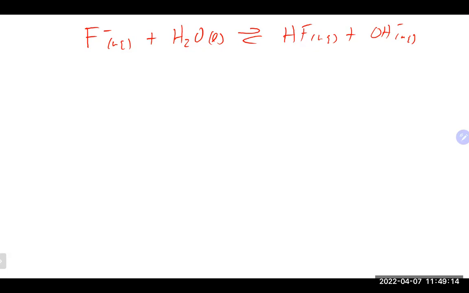So again, without even doing the calculation, laying out the equation, we should know that we end up with a basic pH. Just like if we did this equation and ended up with H3O plus on the product side, it should be acidic, right?